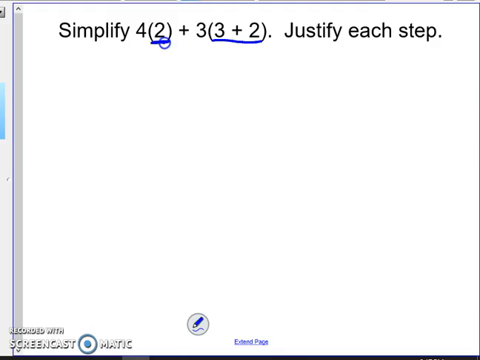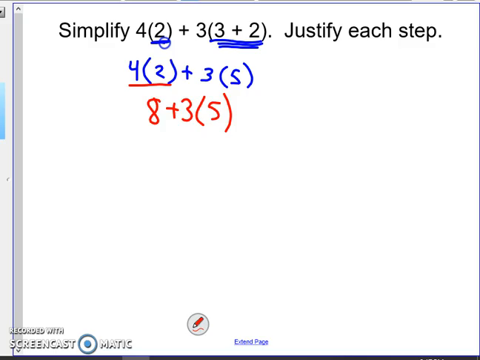Here's another set of parentheses, and there is work to do in there, so we would do the 3 plus 2 first to get 5. Bring down the 3 and everything else. So first we worked in parentheses, or we worked in grouping symbols. Then we look for exponents, and there are none. Multiply and divide from left to right. So when I go left to right here, the 4 next to the 2 separated by parentheses means multiply.